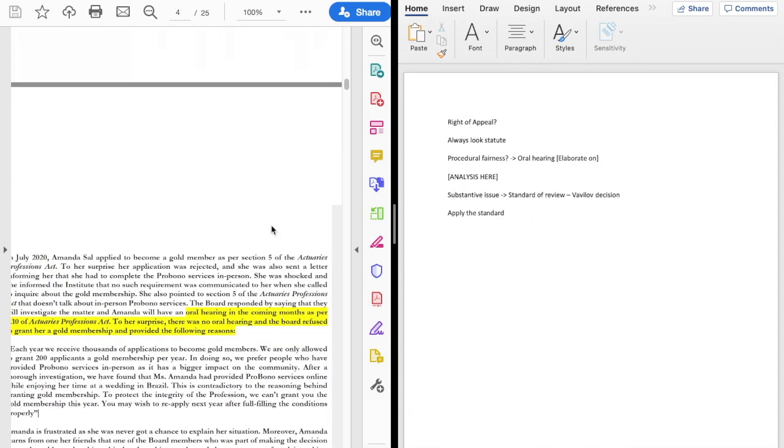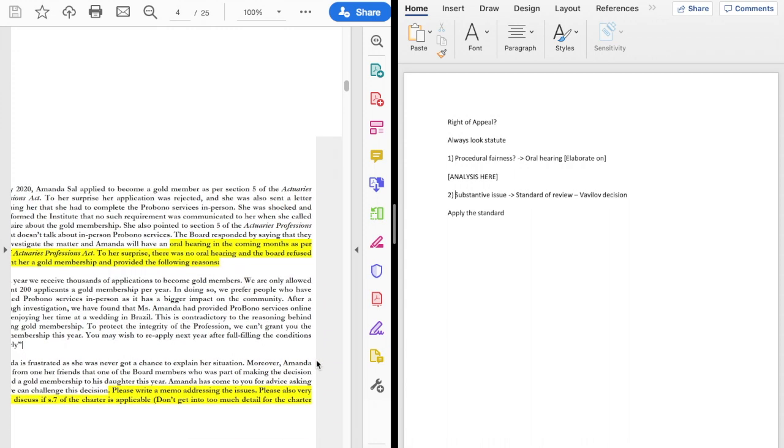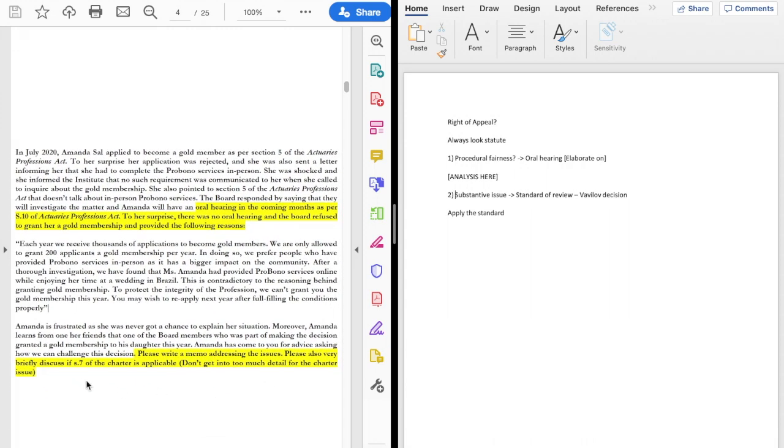Okay. So again, remember, admin law is pretty much this: procedure, substance. And then this question asks you, please also very briefly discuss if section 7 of the Charter is applicable. Now, section 7 of the Charter is the right to life, liberty, and security. I'm sure you should know this by now. If you don't, then you're in trouble. Yes, section 7 over here.